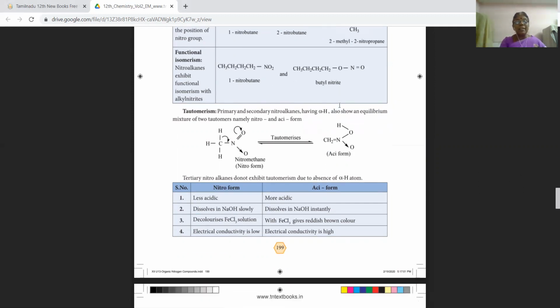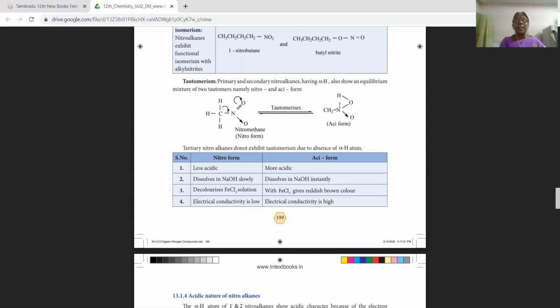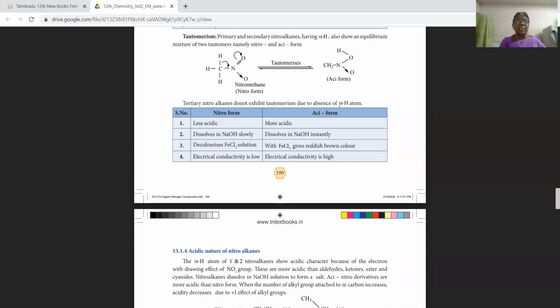Tertiary nitroalkanes do not undergo this type of tautomerism because there is no alpha hydrogen. Next, the differences between nitro form and acid form. The nitro form is less acidic, whereas the acid form is more acidic. The nitro form dissolves in sodium hydroxide slowly, but the acid form dissolves in NaOH instantly. The nitro form does not give a color with ferric chloride solution, but the acid form gives a reddish brown color. Electrical conductivity in the nitro form is very low, but in the acid form it is very high.